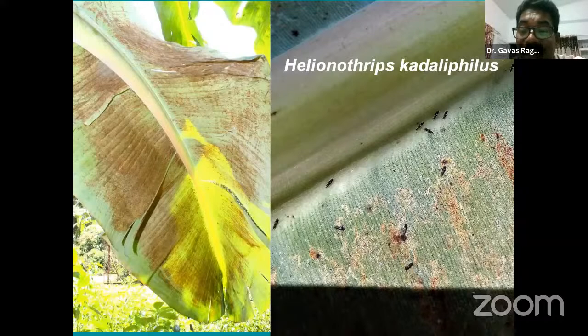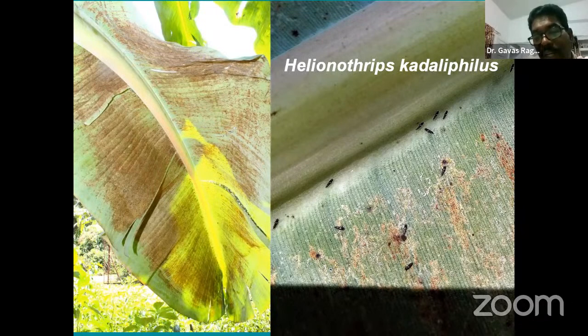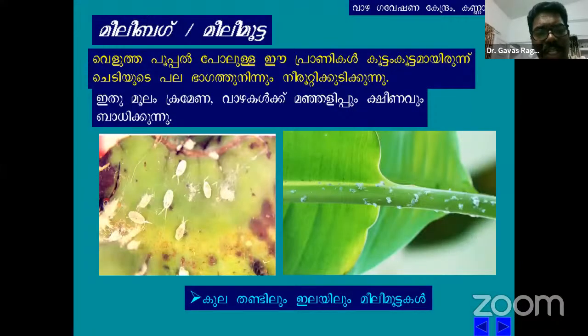The beauty of this is that it's very easy to identify them. They look very black in color. They are commonly found near the leaf petiole, and this is the typical way you will find them. This is the leaf thrips, Helionothrips kadaliphilus. In addition to that, we have mealy bug infestation. Like I told you, Ferrisia virgata infestation is there.